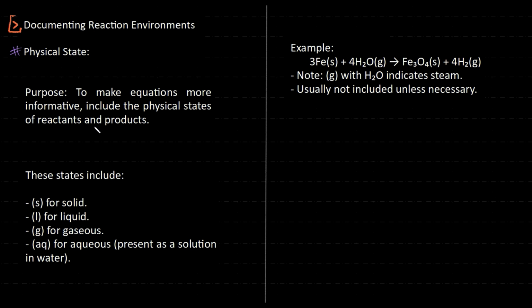I'll give an example. Let's start off with the physical state. The purpose is to make the equation more informative, including the physical state of the reactants and the products. So what are the different physical states that we generally come across? We have solid, liquid, gas, and aqueous. Aqueous is a scenario wherein you have your material dissolved in water.